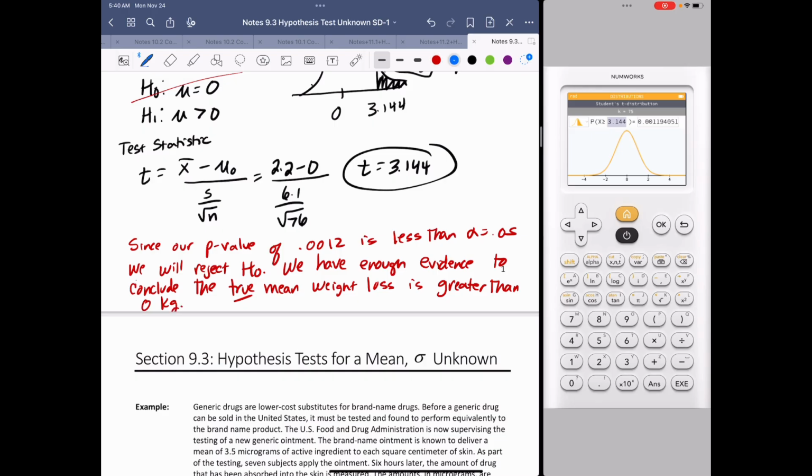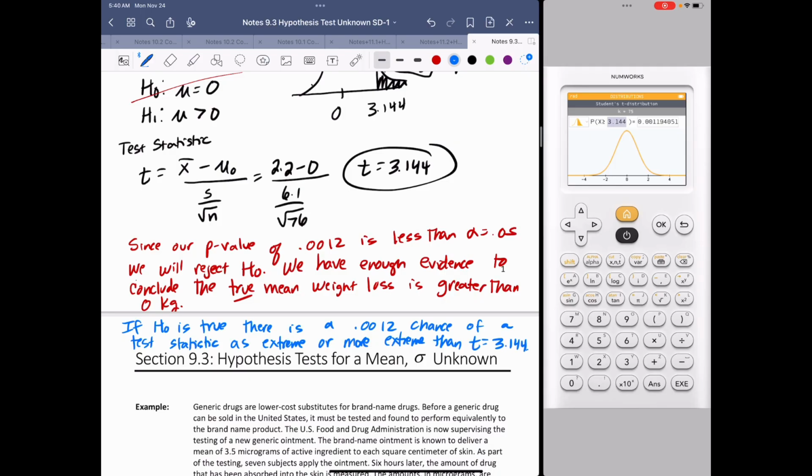Then you want to interpret the p-value. So I'm going to say, if H0 is true, our whole problem was based on H0 is true. If H0 is true, there is a 0.0012 chance of a test statistic as extreme or more extreme than ours. And ours was at T equals 3.144.